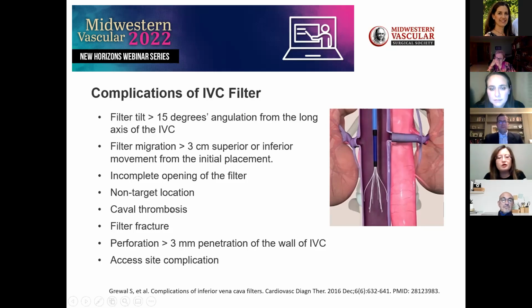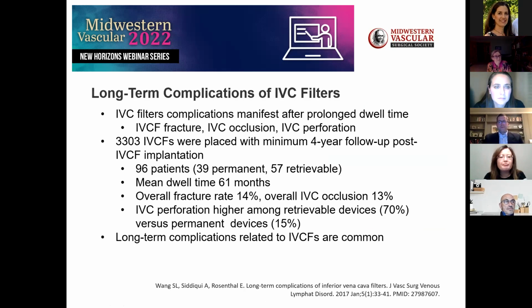They can also cause caval thrombosis, and of course the filter fractures that embolize to the lung, the pulmonary artery. As far as perforation, we see a lot of this penetration in the walls of the aorta, maybe adjacent structures, and of course access site complications.